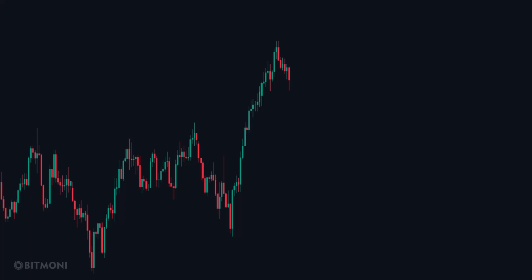Now, to do this correctly, you will first need to identify the swing low and swing high of the trend. A swing low is the lowest point the price reached before reversing upward. In this example, we can see that price came down to this point before reversing upward. So this will be our swing low.